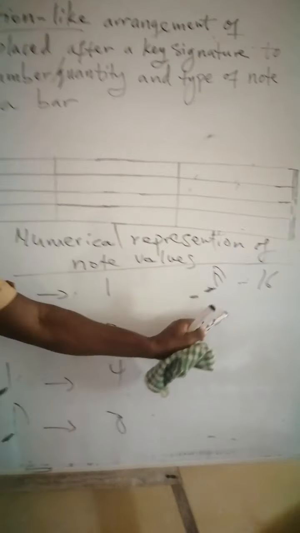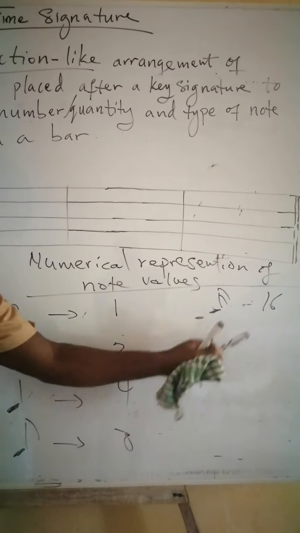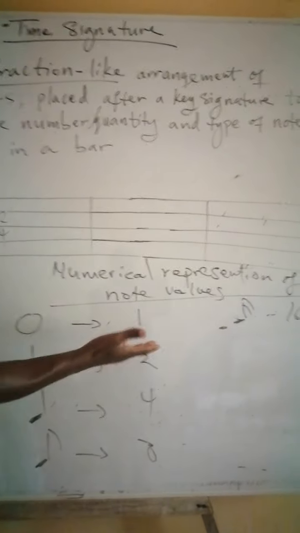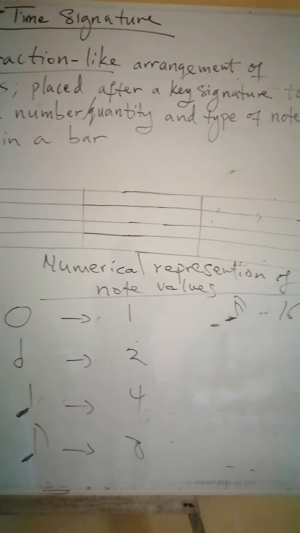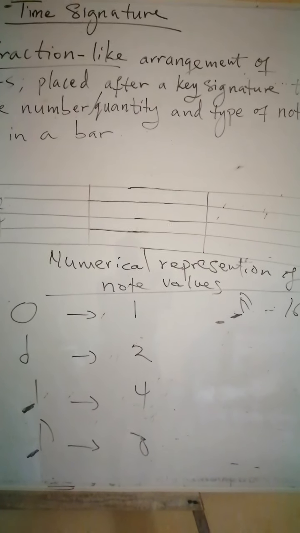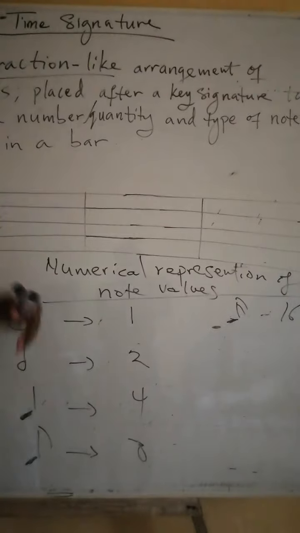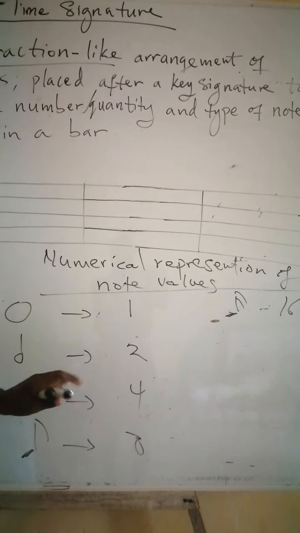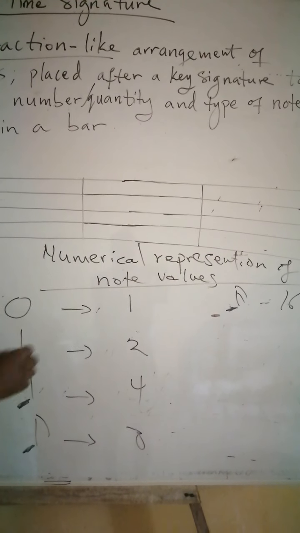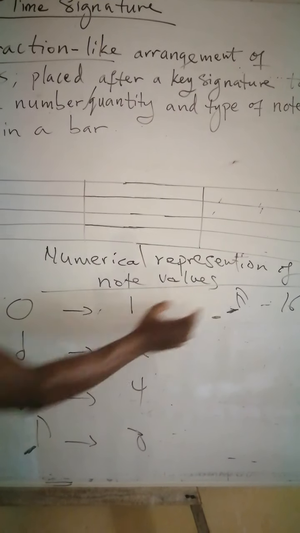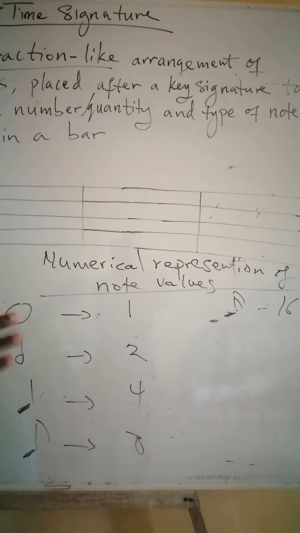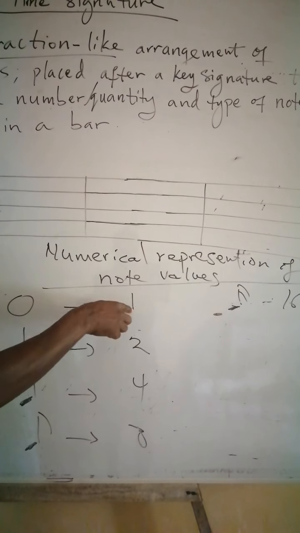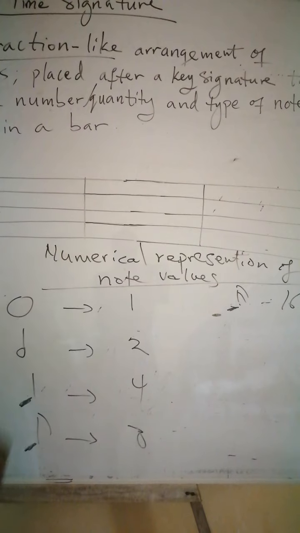If you go on to the demisemiquaver, you have the 32, you have even the 64. Okay, so I would like us to just end on this one. It's not really important for us to go into why we got the 1, the 2, the 4, and all that. So just know that these note values are also represented by numbers, and whenever you see that number, you can mention that it is this kind of note.